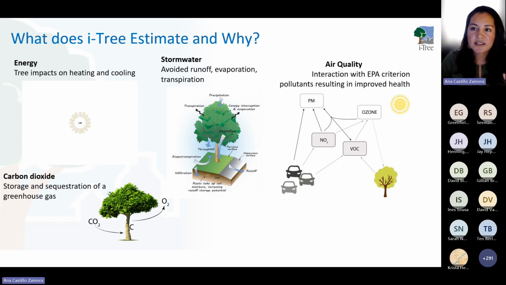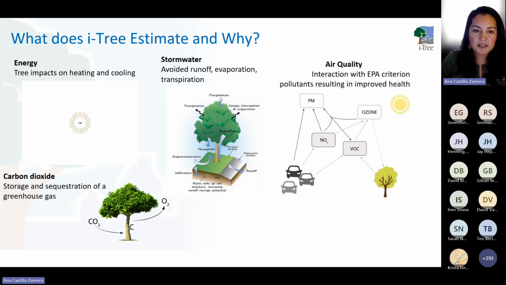Next is carbon dioxide. That is both through the storage of carbon by the trees, in the biomass, in the trunk, in the branches, in the leaves of the tree, but also through sequestration of this greenhouse gas. As the tree lives and photosynthesizes, it's taking carbon dioxide out of the atmosphere, and that has a value to society as well that iTree can estimate.